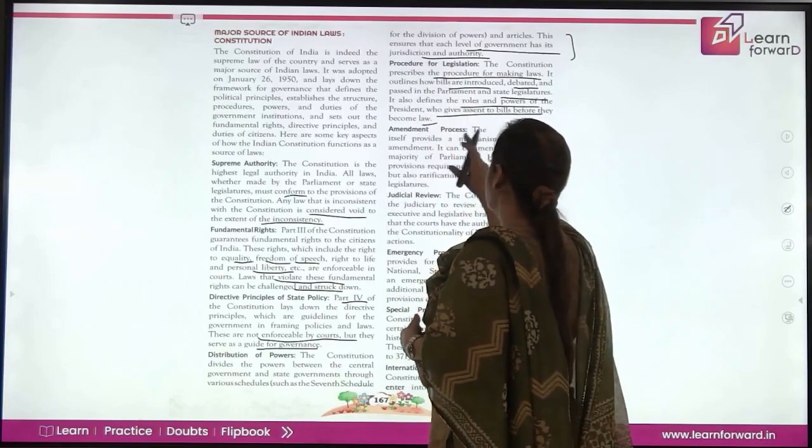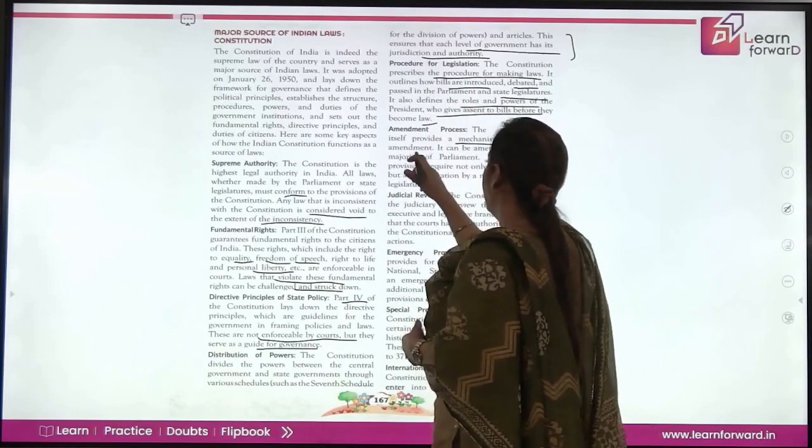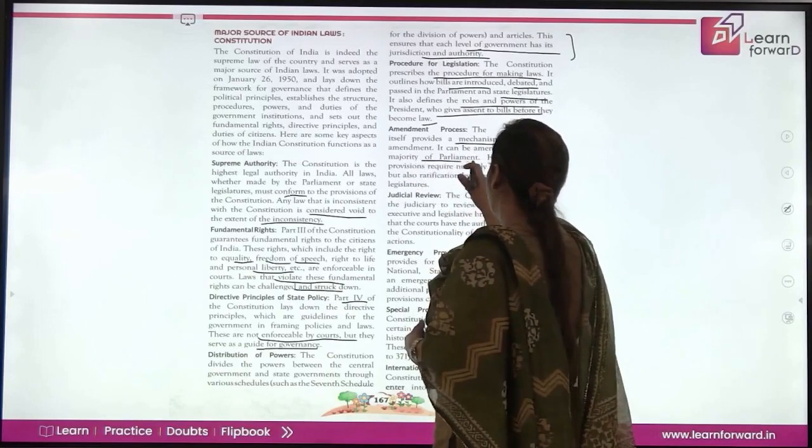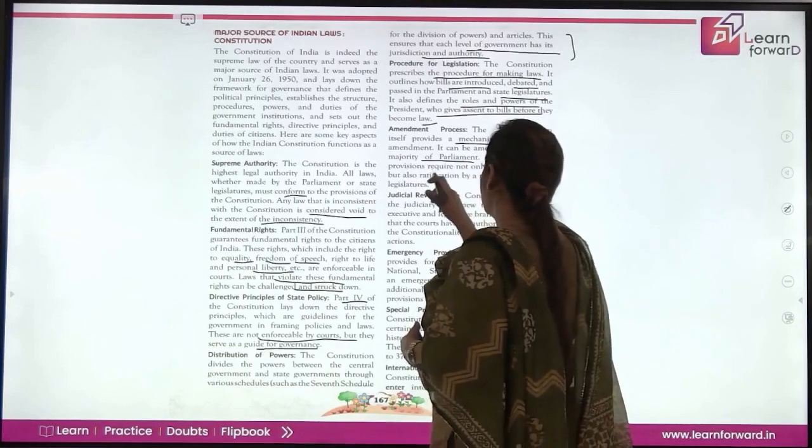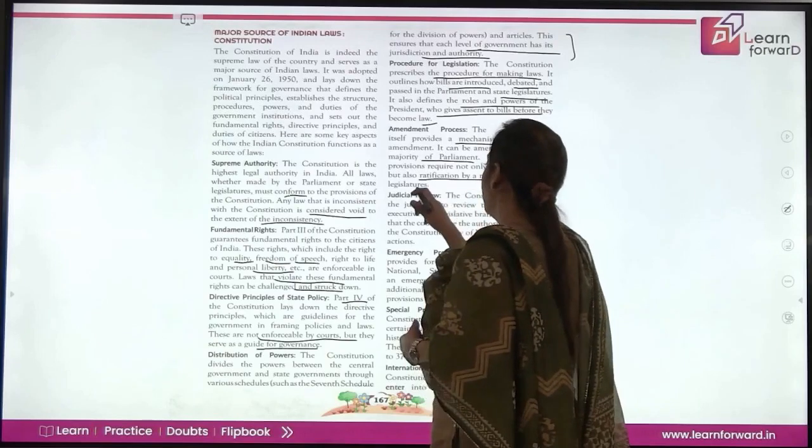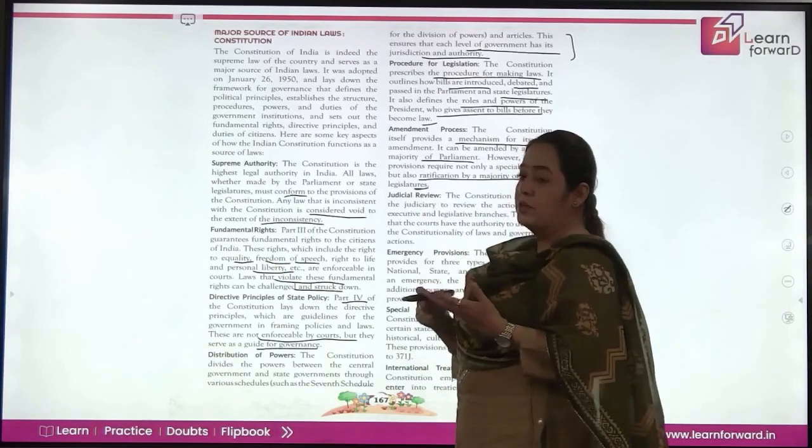Amendment process. The constitution itself provides a mechanism for its own amendment. It can be amended by a special majority of parliament. However, certain provisions require not only a special majority but also ratification by a majority of state legislators. अगर कुछ चीज में amendment चाहिए तो वो इसमें हो सकता है.